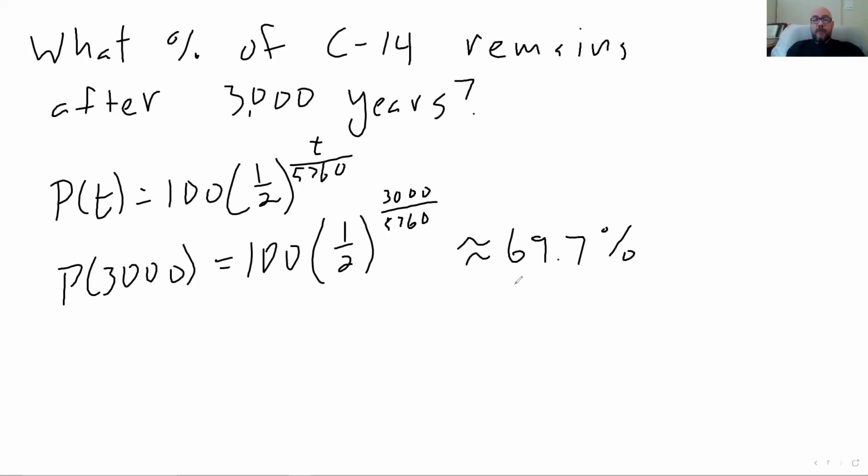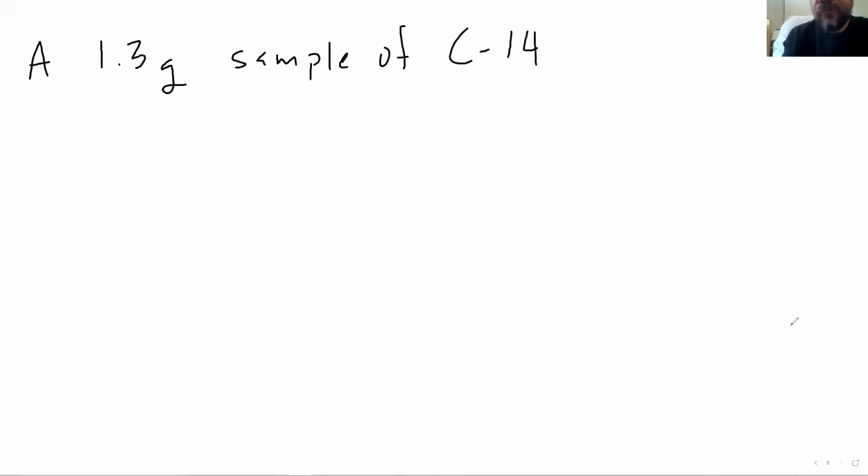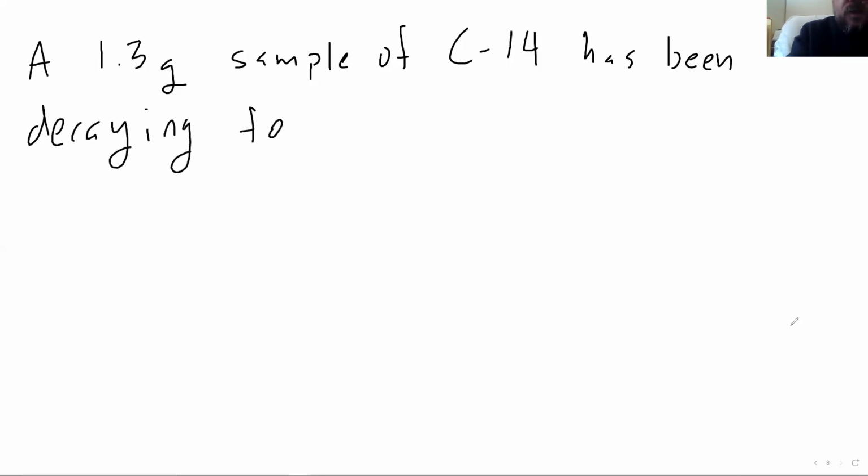Let's do the same thing, but I want the amount version, just so you can see how they are similar and different. So if we start with, let's say, a 1.3 gram sample of C14 that has been decaying for, I don't know, 1,500 years. How much is left?